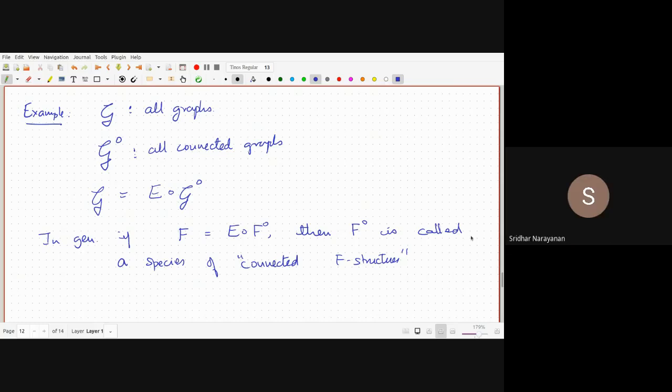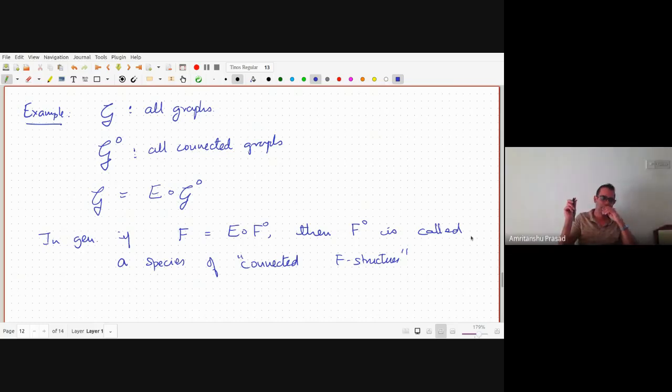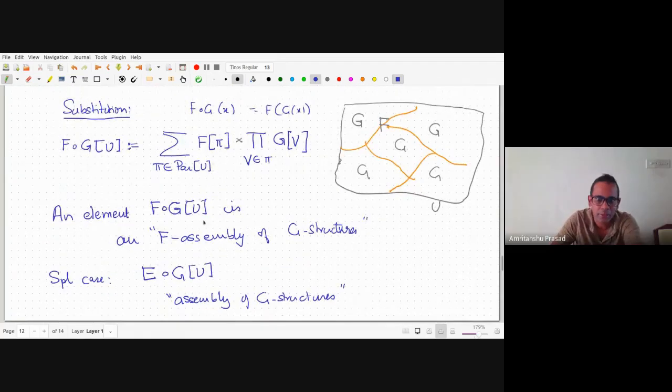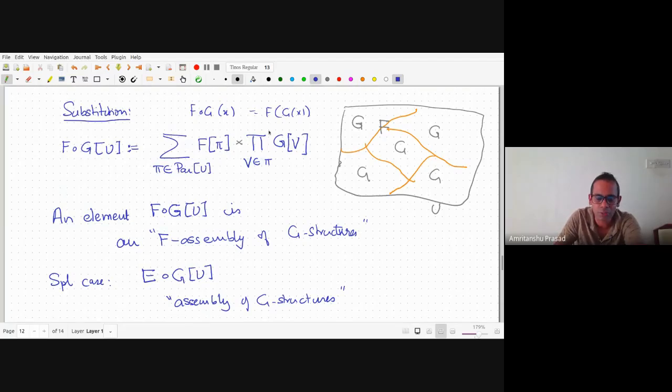Oh, okay. Yeah, I need to make a very important caveat here. The other thing is we need that G of the empty set. So usually for this to make sense in general, we will need to assume that G of the empty set is empty.